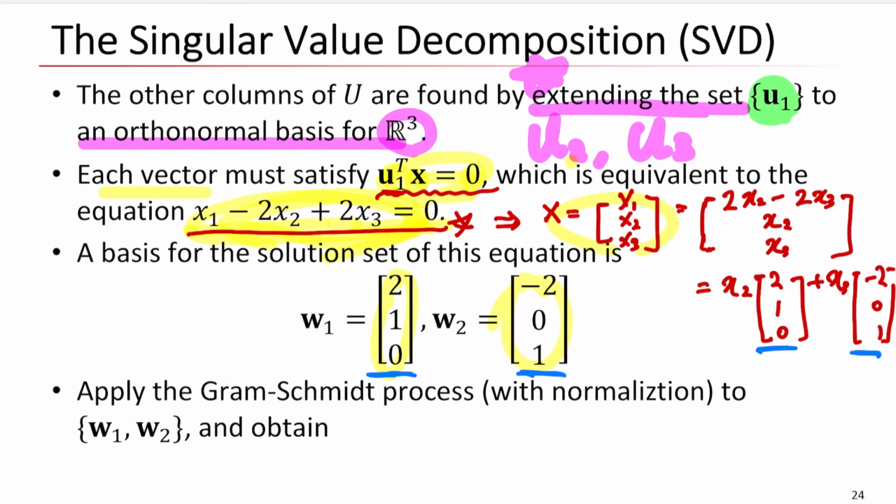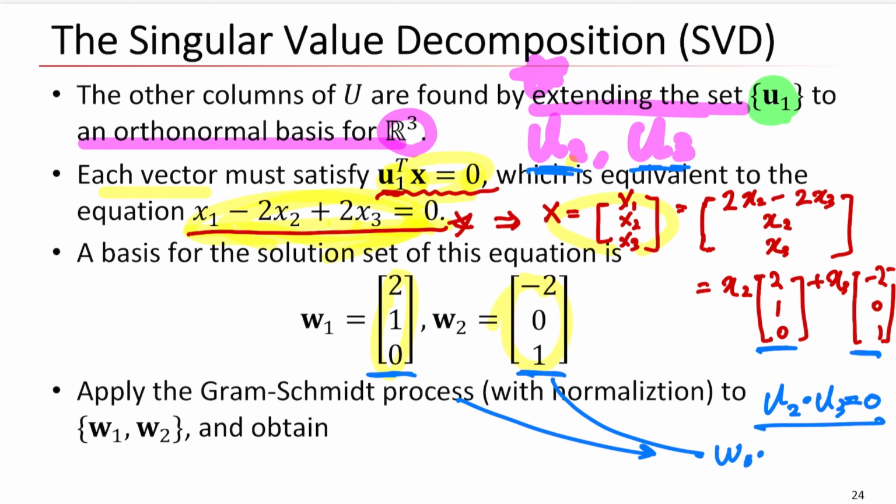Okay, so we found the two basis vectors for the possible vector x, which will be the candidates for U2 or U3. But there is one more constraint. U2 and U3 should be orthogonal to each other. But in this case, W1 dot W2 is not zero. They are not orthogonal to each other, right?